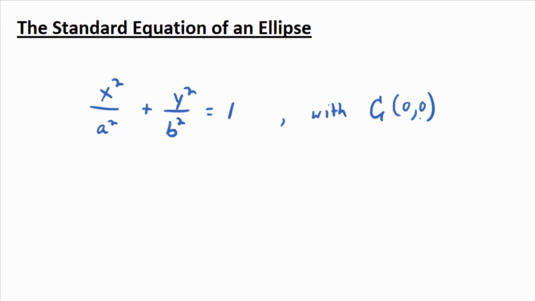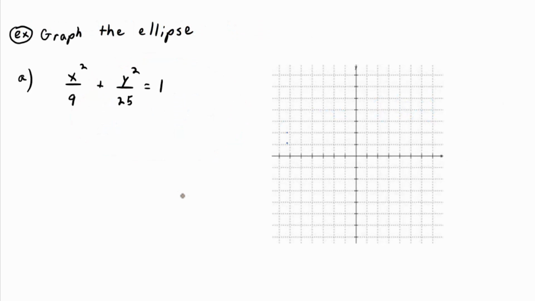So if it turned out that the number underneath y squared was bigger, then we would switch the a and the b, but we're not going to worry about that here because that doesn't affect how you graph it. So we're just going to take this guy as our standard equation. Let's graph this ellipse. x squared divided by 9 plus y squared over 25 equals 1.